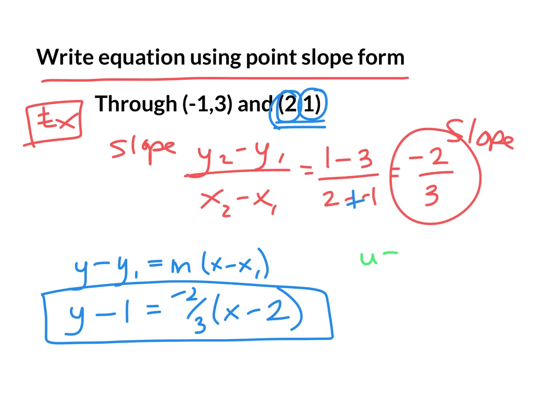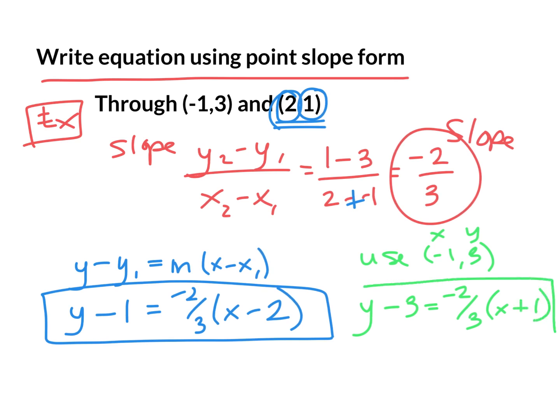So if we use negative 1, 3, this would look like y minus 3, so I'm going to use the y value, equals negative 2/3 x. And now it's the opposite. So since that says negative 1, I'm going to write plus 1. All right, that is an equivalent equation. If we simplified, both of those would end up being the same thing.